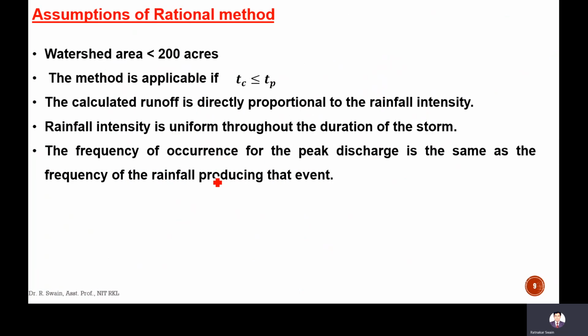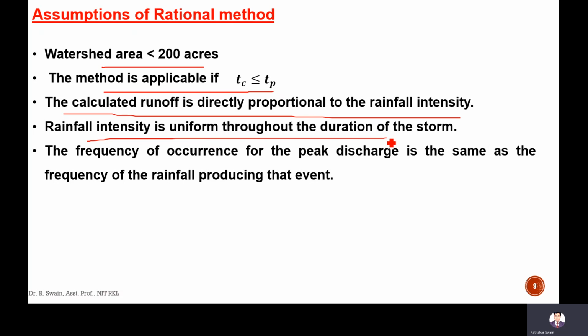Next are the assumptions of this rational method. The watershed area must be less than 200 acres. The method is applicable if TC is less than or equal to TP. Calculated runoff is directly proportional to the rainfall intensity. Rainfall intensity is uniform throughout the duration of the storm. The frequency of occurrence of peak discharge is the same as the frequency of the rainfall producing that event.